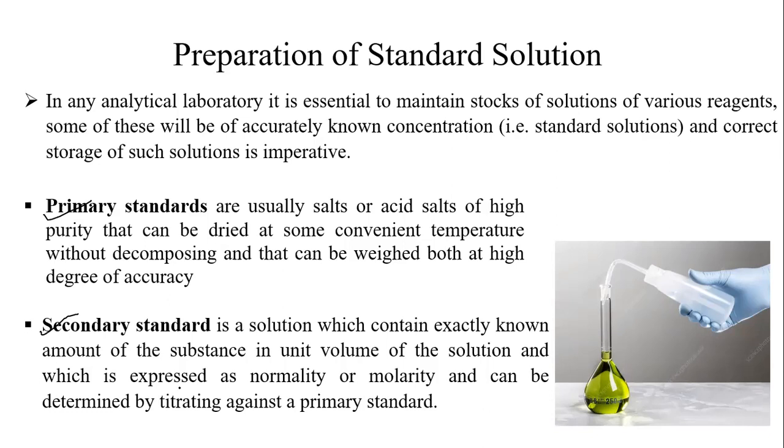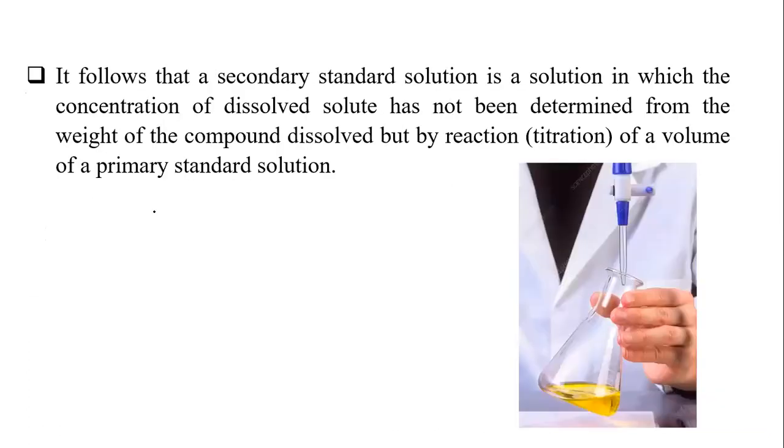Coming to the secondary standards, a secondary standard is a solution which contains an exactly known amount of the substance in a unit volume of solution, expressed mostly in normality or molarity, and it can be determined by titration against the primary standard. That is very important. The secondary standard is not exactly prepared from the primary standard; it is standardized with the help of the primary standards. We will take a deeper look at the secondary standards, there are some calculations, and we are going to prepare a normality solution in this lecture. First, let us see what the primary standards are.